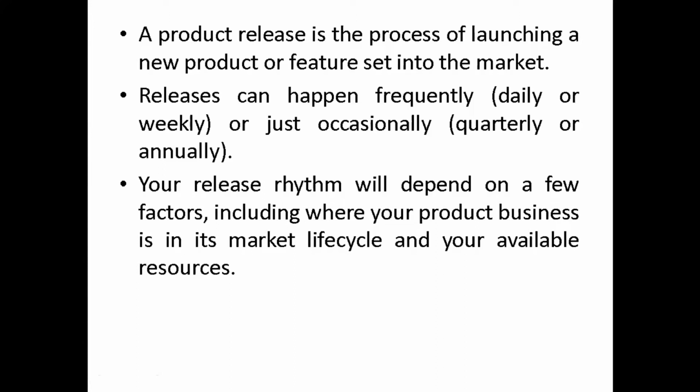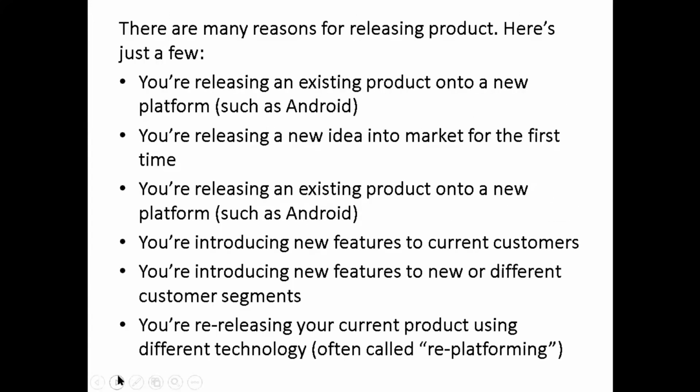So your rhythm, that is how fast you release. You may release every day, every week, every month also. For example, if it is an Android update, something like this, you will release an update every month. But if it is a software like Windows, once every year or once in two years, you will have a version being launched in the market. So there are many reasons for releasing a product.